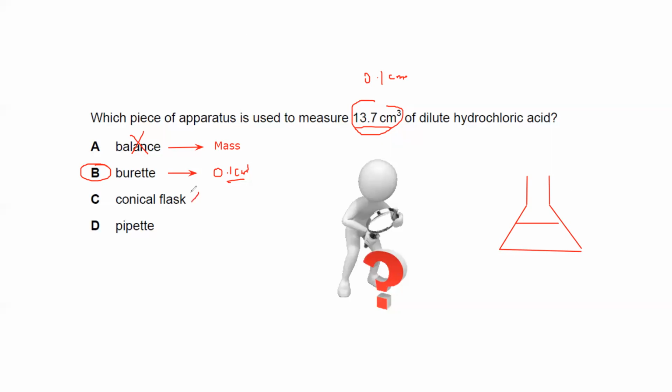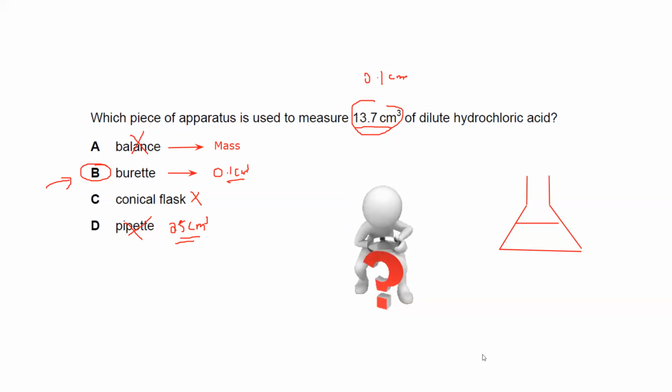And a pipette, why can it not be the pipette? Because it can only measure an accurate volume of 25 cm cube. That's why it cannot be the pipette. So B is the right answer for this. Is it clear to everyone?